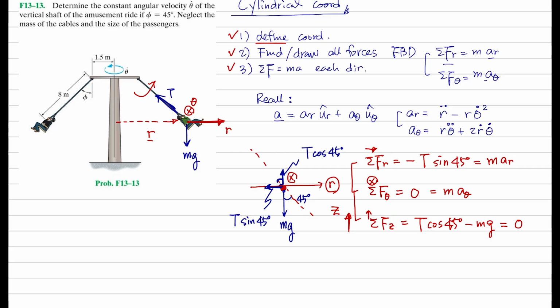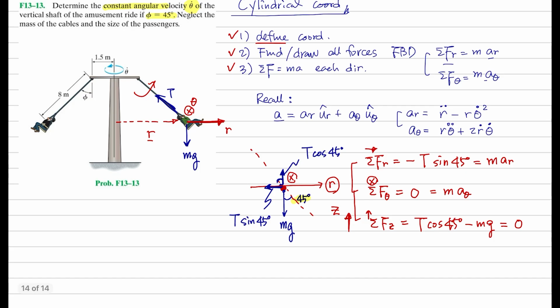So we have followed these three steps, which gave us three equations and these terms. So now let's think about what we have to do based on the problem. Here we would like to find theta dot, and it says it has a constant angular velocity, and phi is 45 degrees. Well, we already used that.